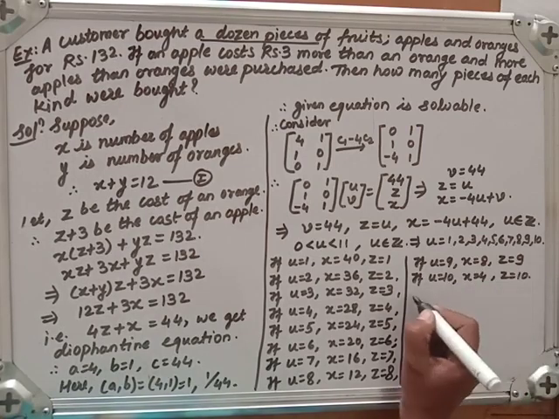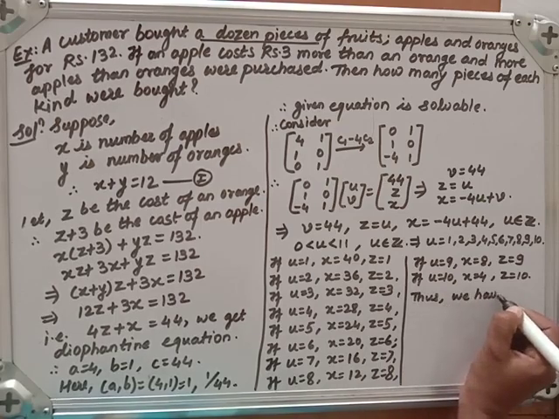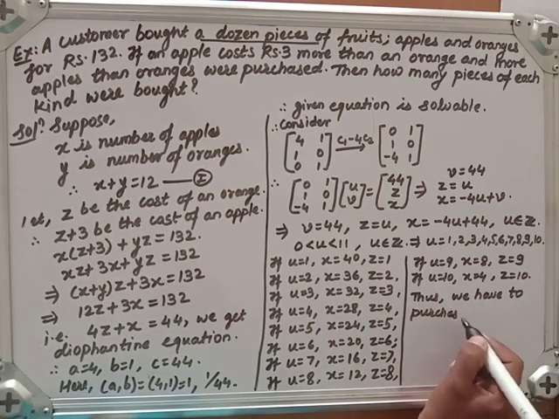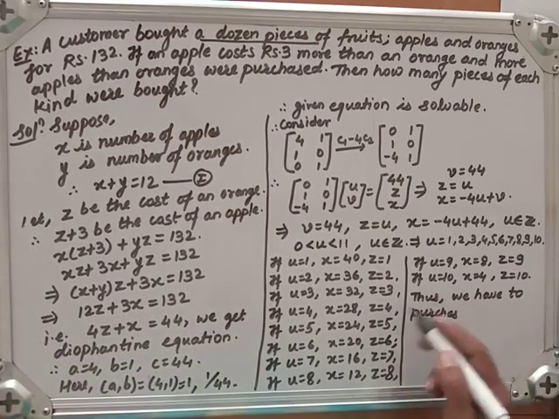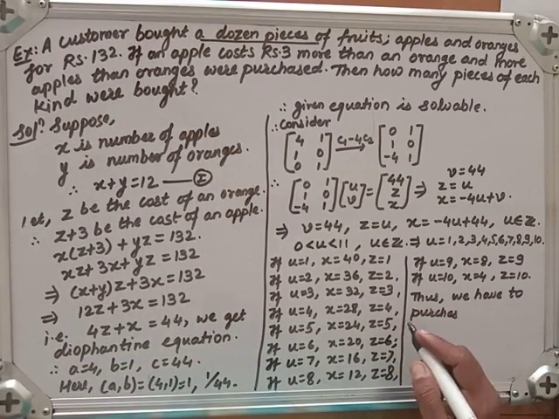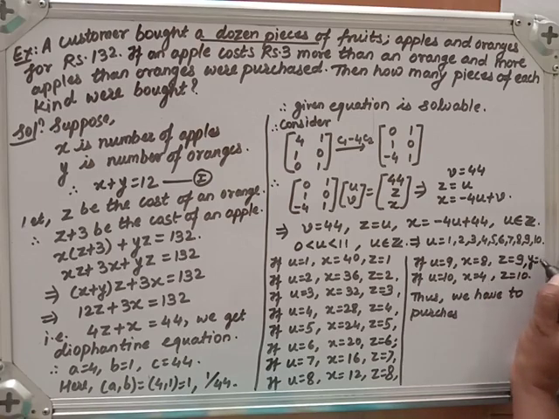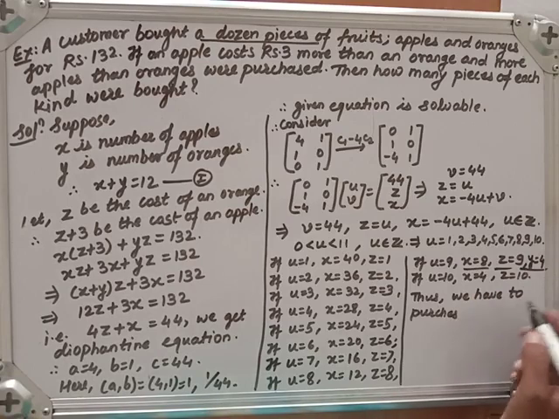Thus we have to purchase 8 apples. Out of all these, z is 9, x is 8. What about y? Here we get y is equal to 4. x, y and z we get here. So y will be 4 here, and here y is 8.